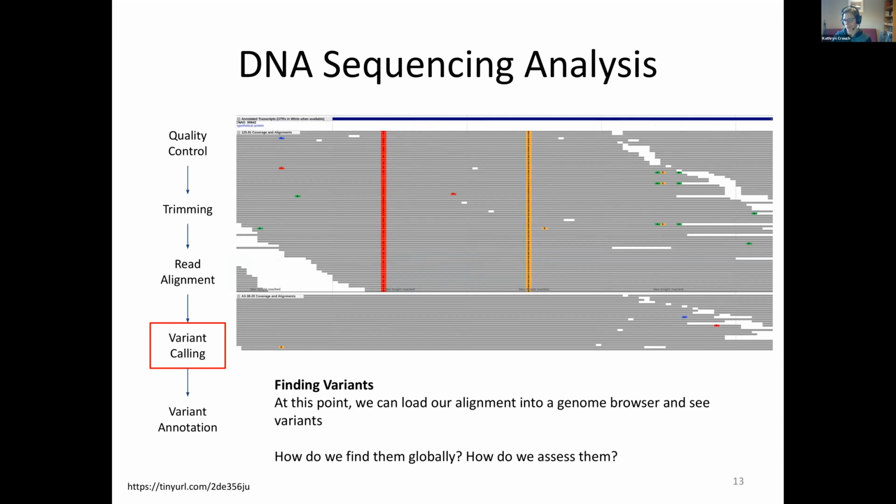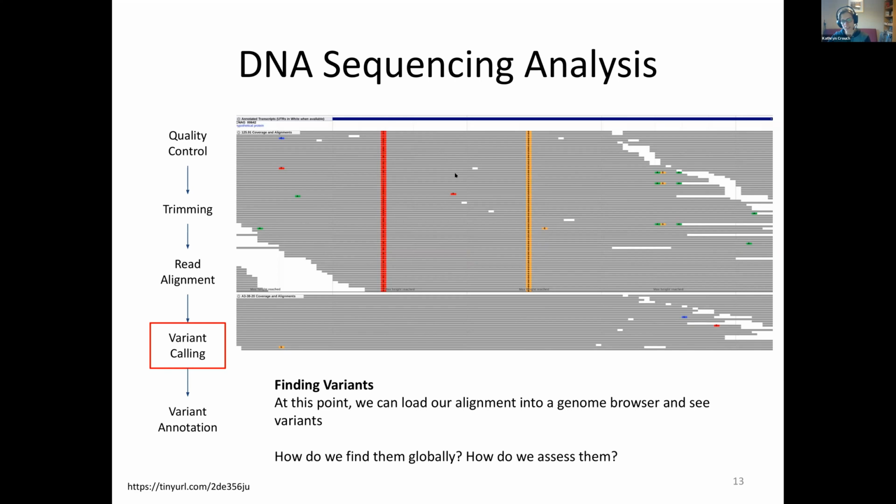So once you've aligned your reads to a reference genome, you can just load your alignment into a genome browser and you can start to see variants doing this. So this is an alignment file that has been loaded into JBrowse. So this is a gene at the top, this blue bar, and each of the gray bars is an individual sequencing read aligned to the reference genome.